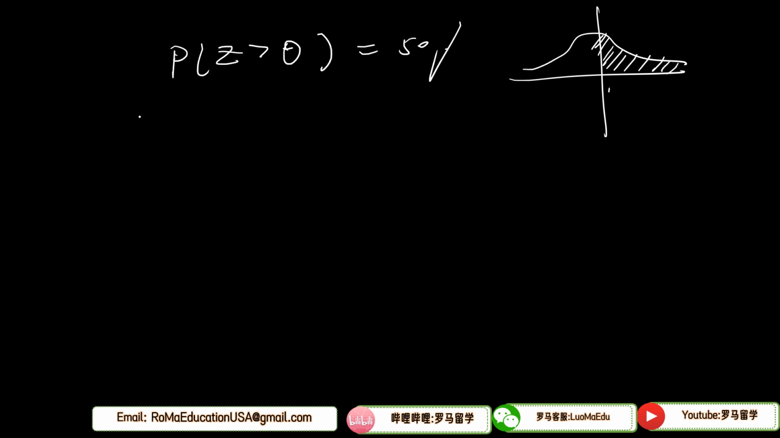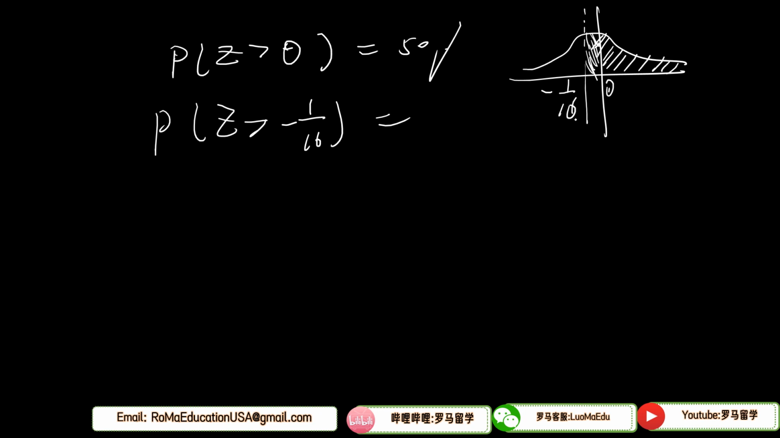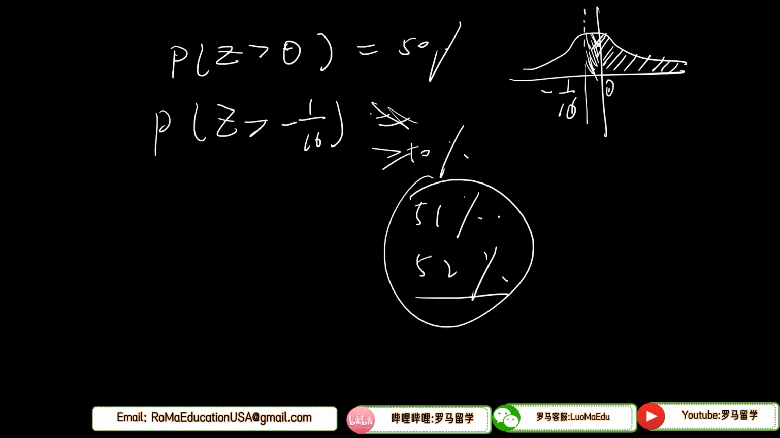So the final answer will be the probability that z is larger than -1 over 16. Recall that the probability of z larger than 0 is 50%, and then -1 over 16 is a little bit left apart, so the probability is a little bit larger than 50%. For example, maybe 51, 52, 53%. So the probability of profitable days is a little bit larger than 50%, which means that almost in every 2 days, you have 1 day for profit, 1 day for loss. A little bit larger than that for winning ratio, but around 50%.